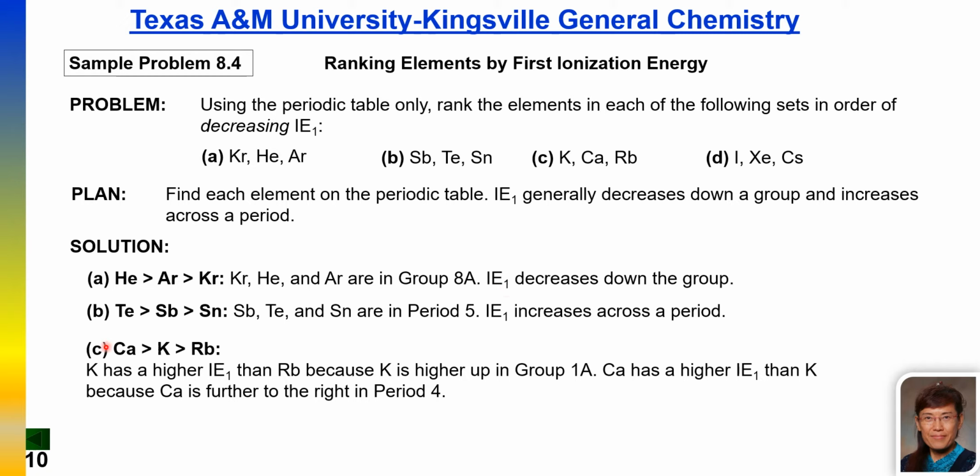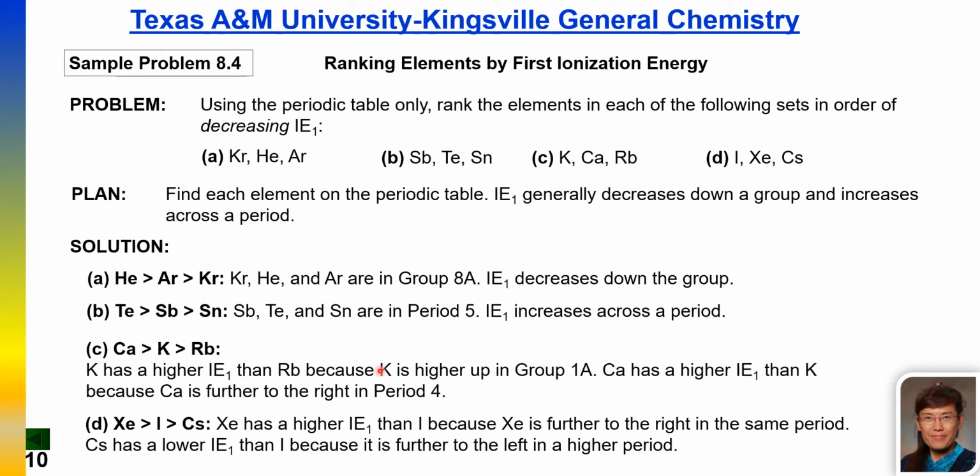Let's see. Group C, calcium, potassium, and rubidium. How do you determine it? Let's see. Calcium and potassium, they are in the same period. Potassium and rubidium in the same group. So same group, potassium bigger than rubidium. Same period, potassium smaller than calcium. Therefore, the ranking will be calcium, potassium, and rubidium.